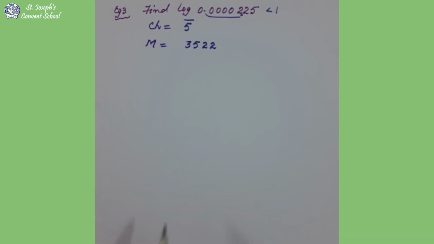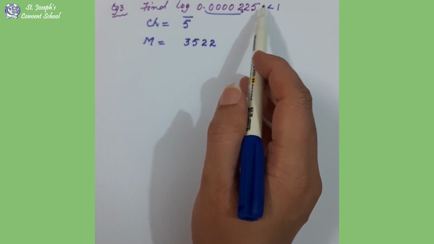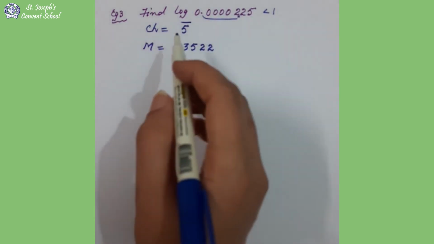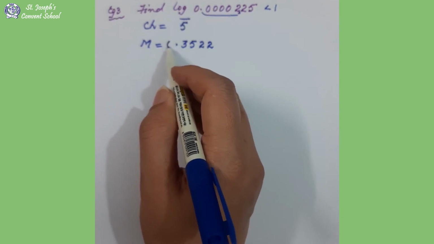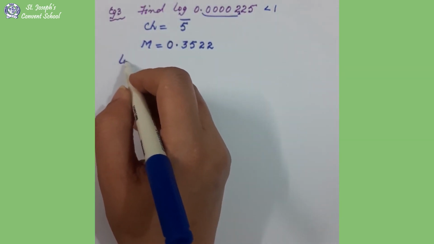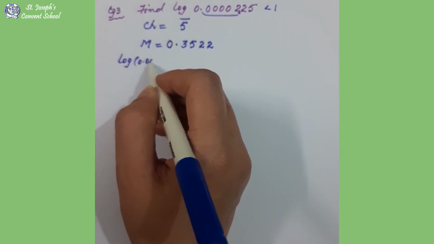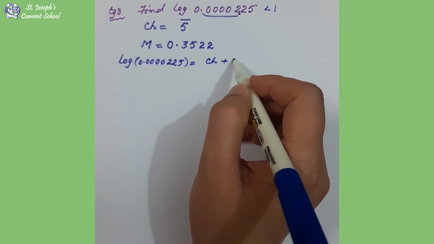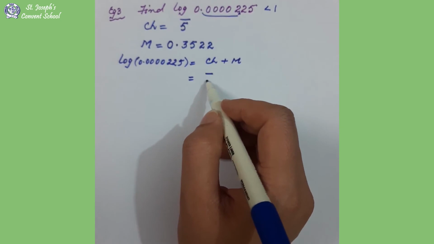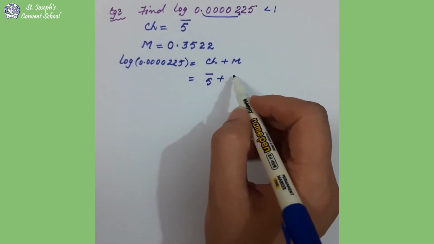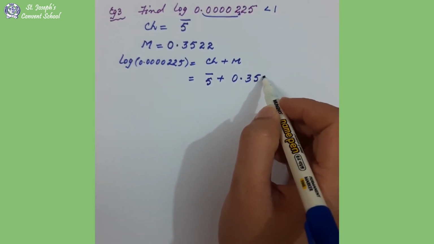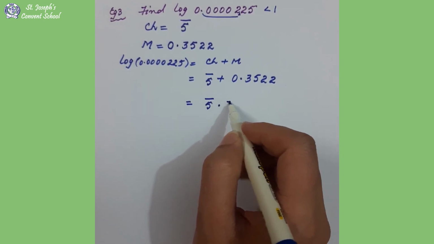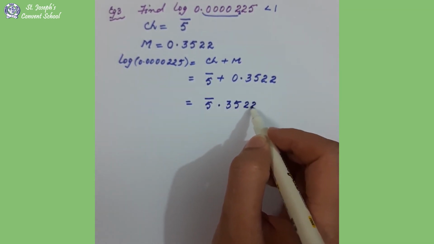Now there is no fourth digit. You have checked 22 in column 5. When there is no fourth digit, it means no need to add anything, so we will directly put the decimal. Mantissa is always written with the decimal. Now the last step: log of 0.00025 is equal to characteristic plus mantissa. So the characteristic is bar 5 plus mantissa is 0.3522. When we add this, it will become bar 5.3522. Okay, so this is the answer.